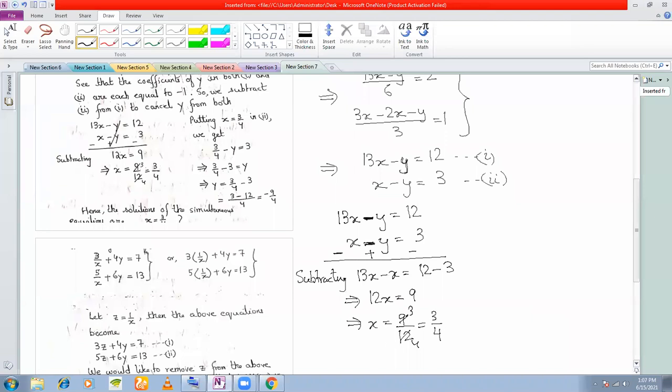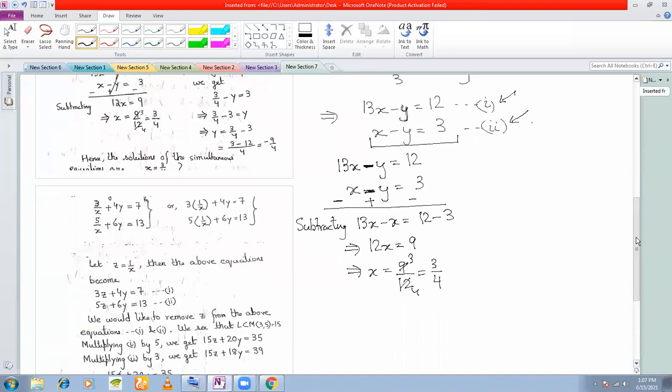Now how do you get the value of y? You put the value of x in any one of the equations. You either put it in this or you put it in this. But preferably, which one should we take? We take the one with the lower coefficients, 2. So we put the value of x in 2.